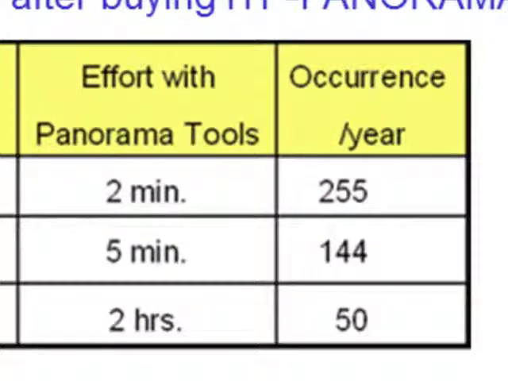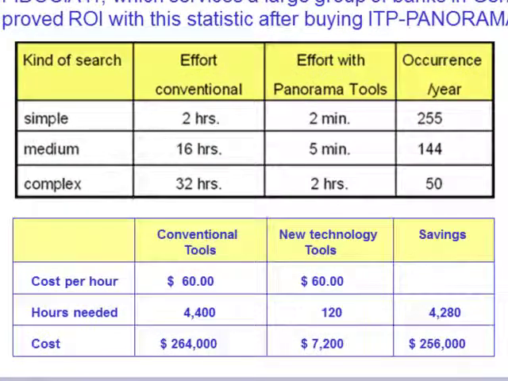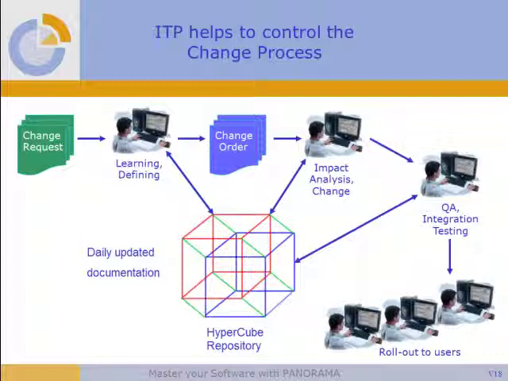On the right side, you see the occurrence in a year. Result was that analysis time was reduced from 4,400 hours to 120 hours. If you put that in US dollars, you will see that in the first year, $256,000 were saved.